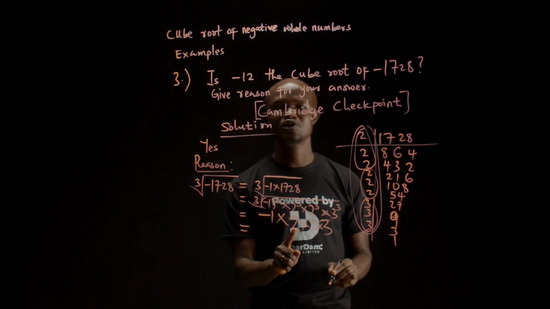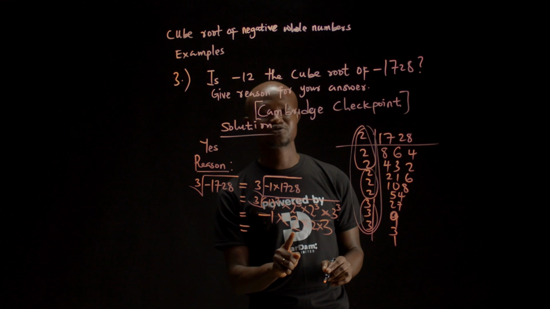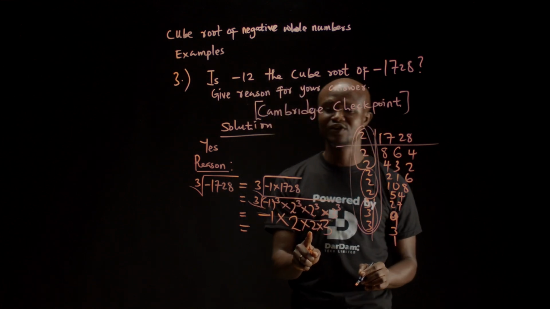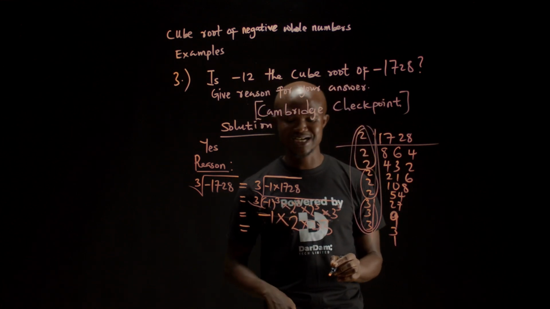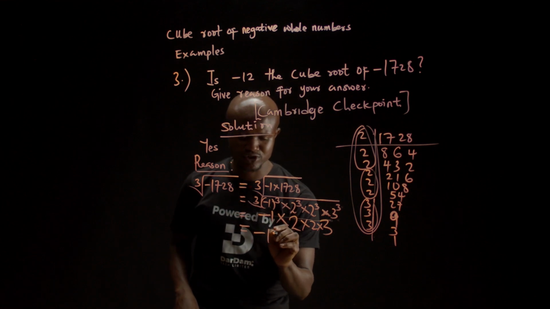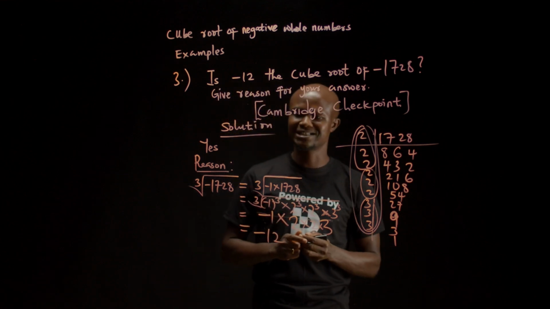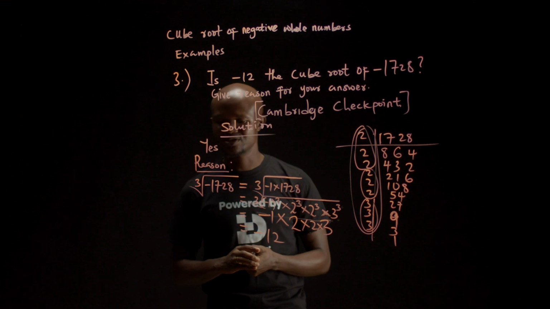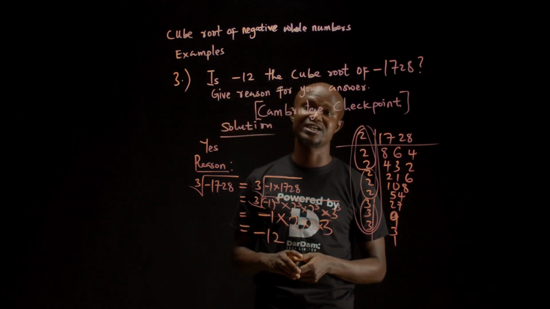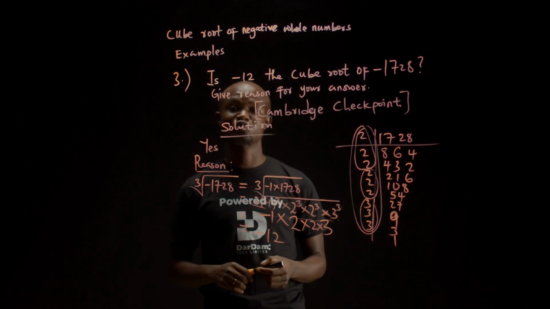Minus 1 times 2 will give us minus 2. Minus 2 times 2 will give us minus 4. Minus 4 times 3 will give us what? Minus 12. And this showed that the cube root of minus 1728 is the same thing as minus 12. Thank you.